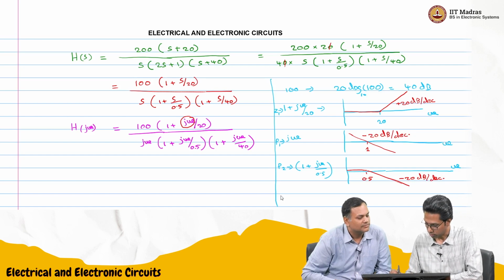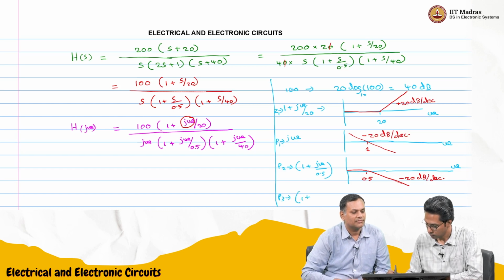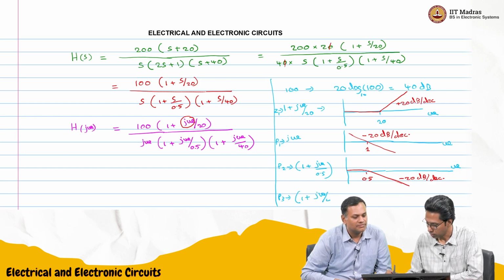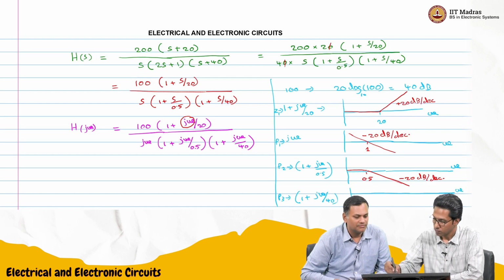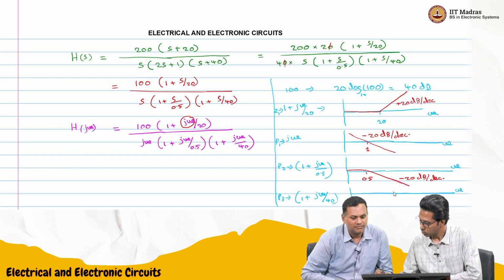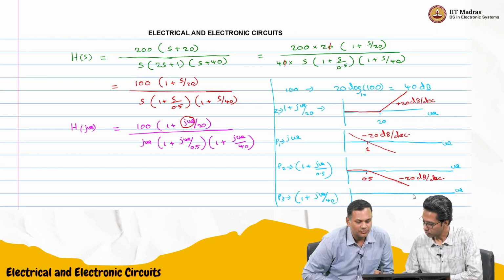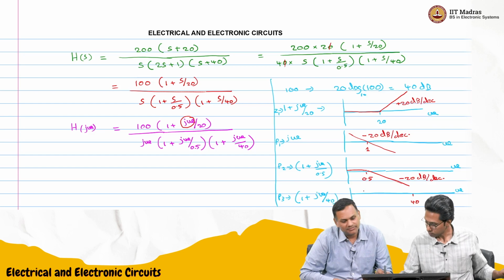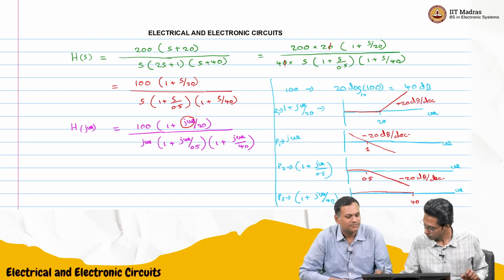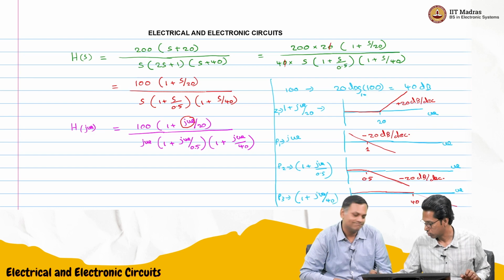Then we just have one more term, P3, 1 plus j omega by 40. So 20 is somewhere here, and 40 is also going to be there. Again till 40 it is 0 dB, then it goes at minus 20 dB per decade.